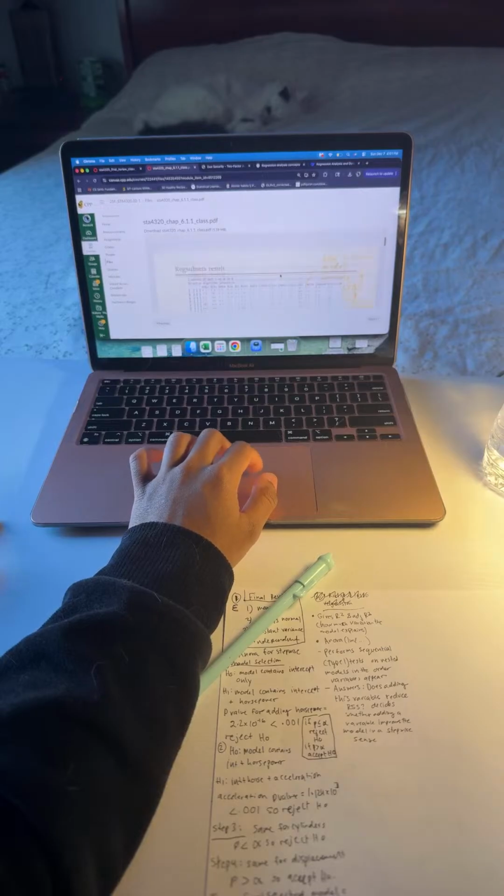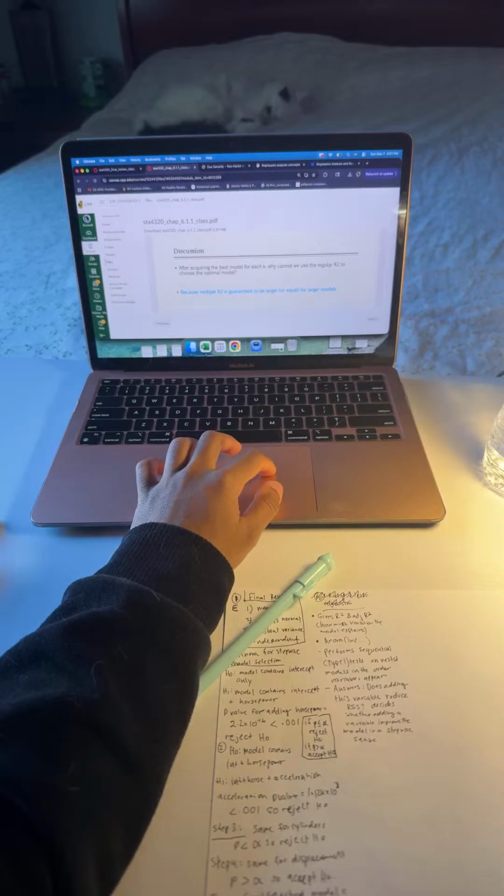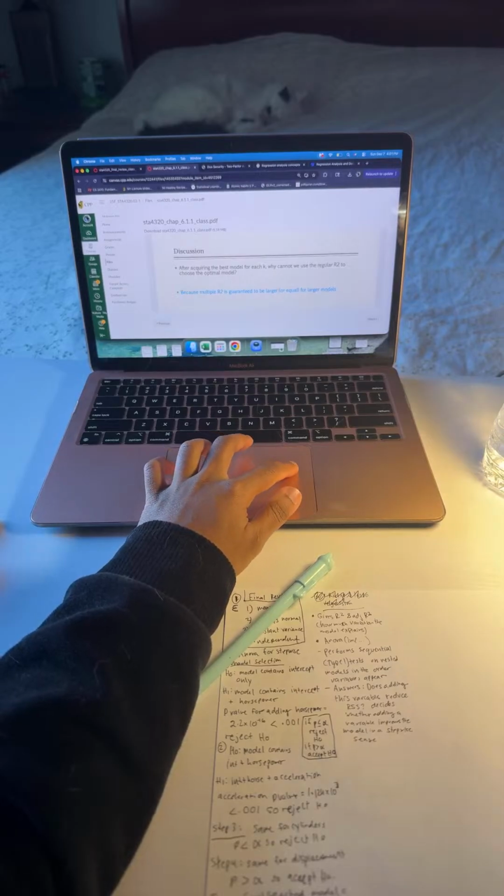Okay. This question: after finding the best model for each size, I cannot use the regular R squared to choose the optimal model, because multiple R squared is guaranteed to be larger or equal for a larger model.